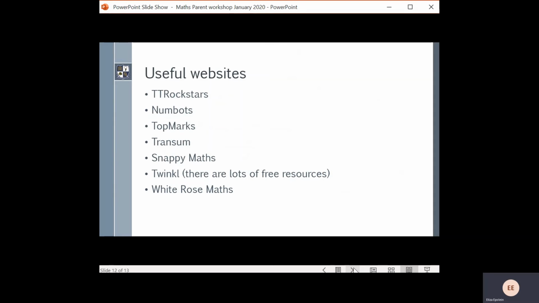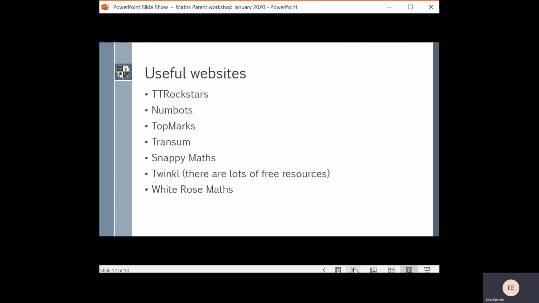There's lots of websites on the internet that you can get free resources, but these are some that I would recommend. So TT Rockstars and Numbots, the school pay for and they have access to. Top Marks is also great. There's loads of games on there for all different areas of maths, not just for year 2, but for across the primary curriculum as they get older, or if you have other children lower down the school as well.